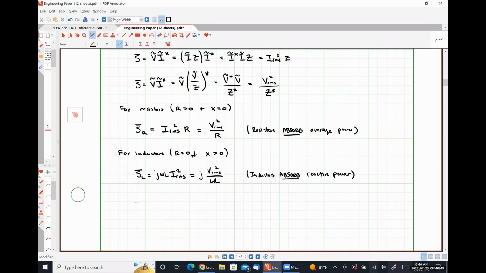And finally, for capacitors, where R is equal to 0 and X is less than 0, we have SC is equal to negative J times I RMS squared over omega C. And this is equal to negative J omega C times VRMS squared, which tells us that capacitors supply reactive power.